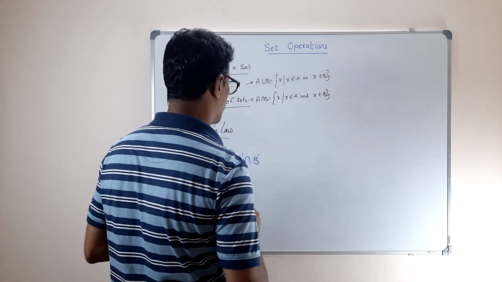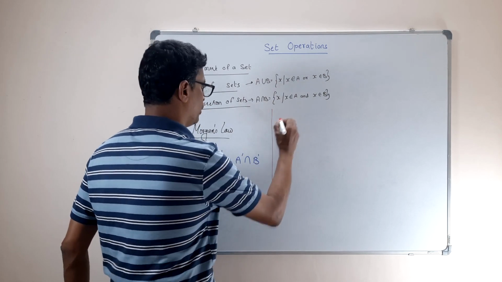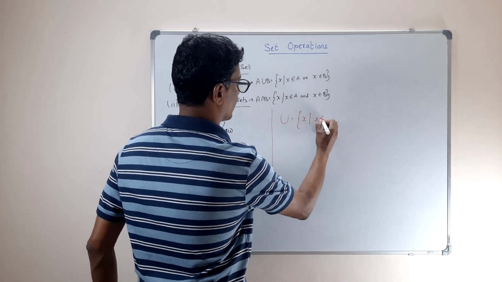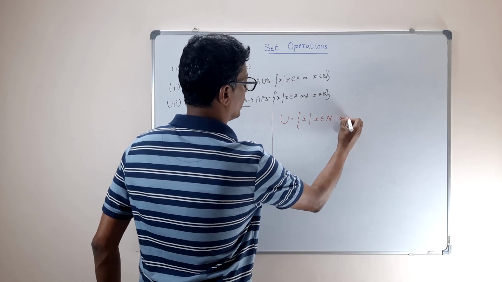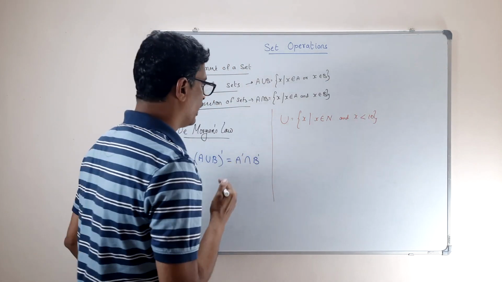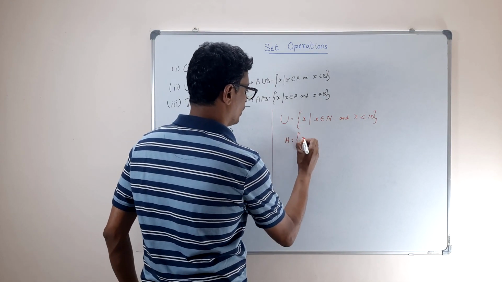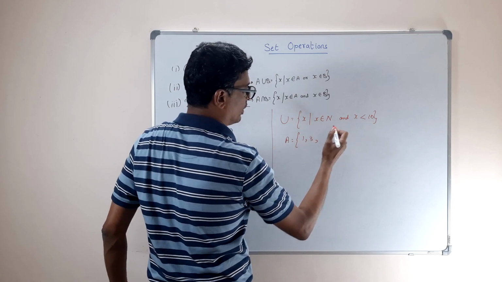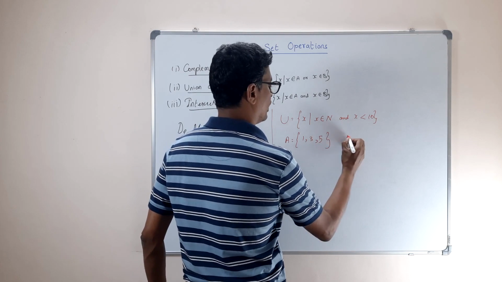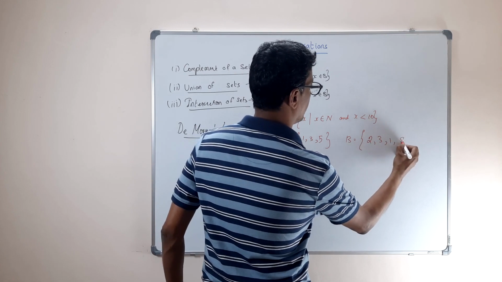So first, let me go with sets. Let our universal set be x such that x is an element of natural numbers and x is less than 10. And let A be equal to 1, 3, 5. And B is equal to 2, 3, 1, 8, 7.